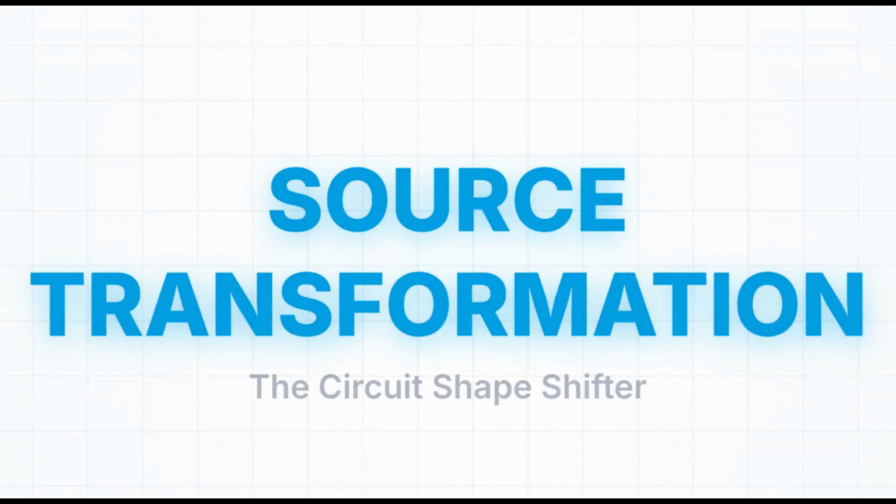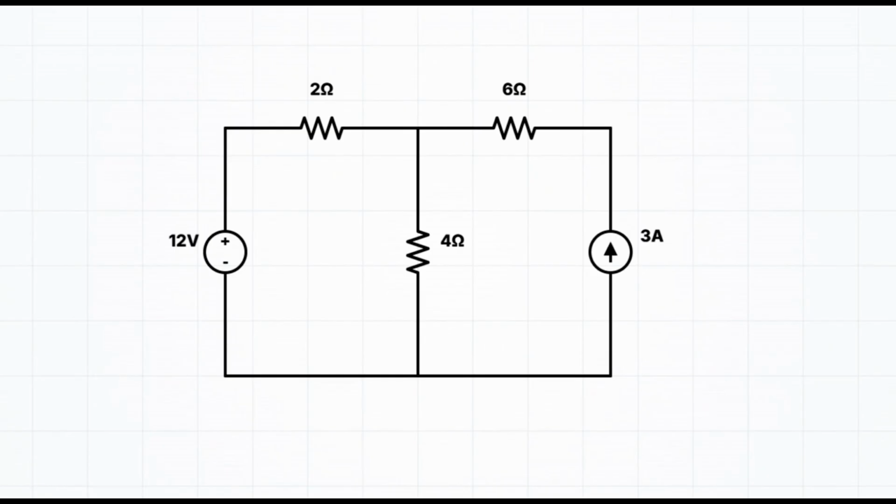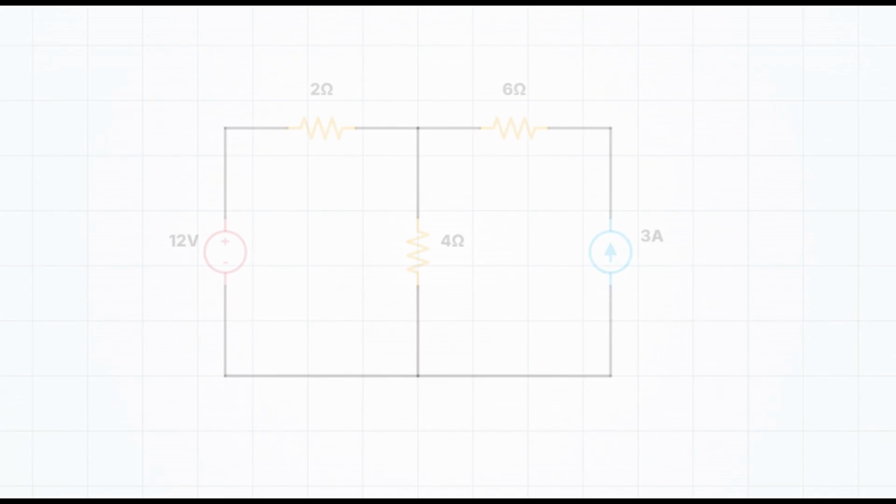Sometimes, a circuit looks impossibly hard. You have voltage sources here, current sources there, and resistors everywhere. Applying nodal or mesh analysis might give you 5 or 6 equations. Ideally, you want to avoid that.